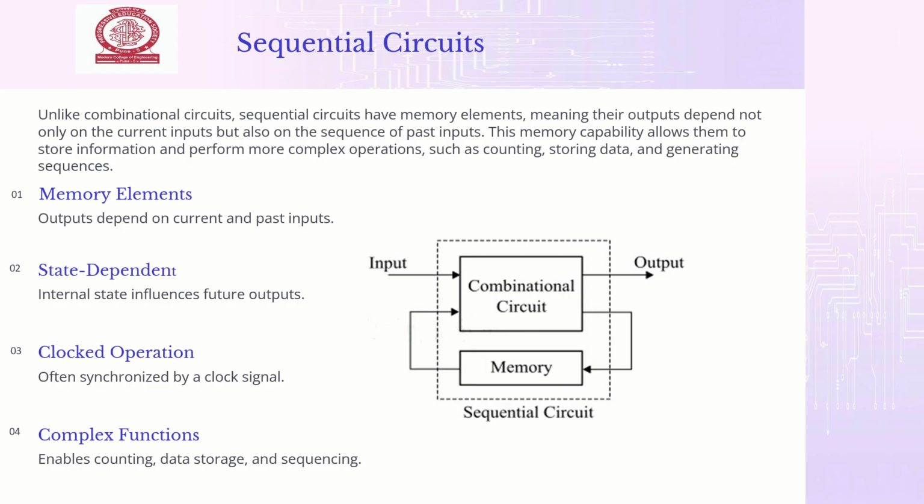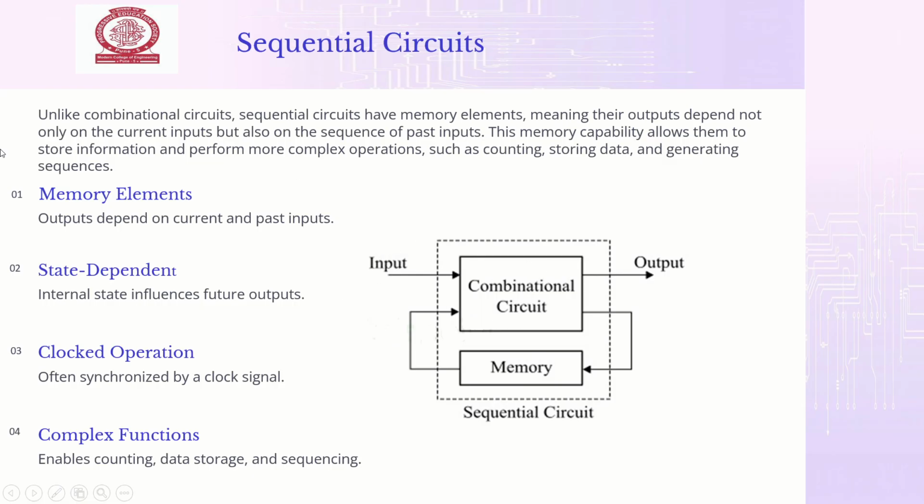The next type of circuit is a sequential circuit. Now we studied combinational circuits. In a combinational circuit, the output doesn't depend upon the previous input. So they are independent. As the input changes, the output changes in the same way.